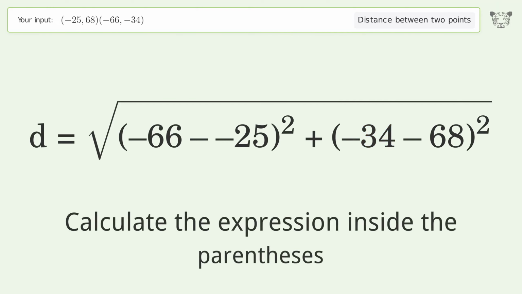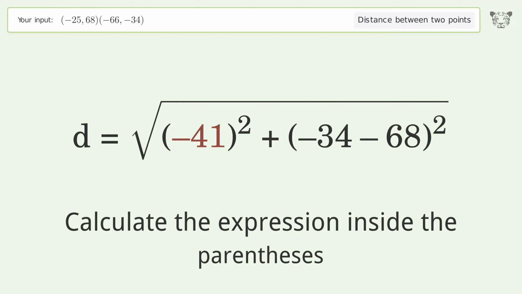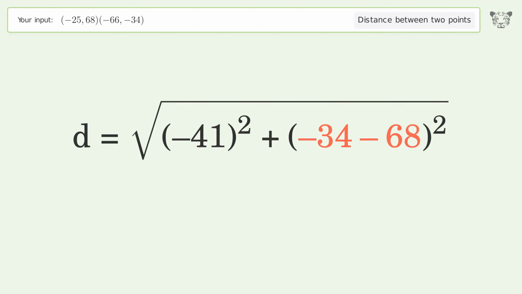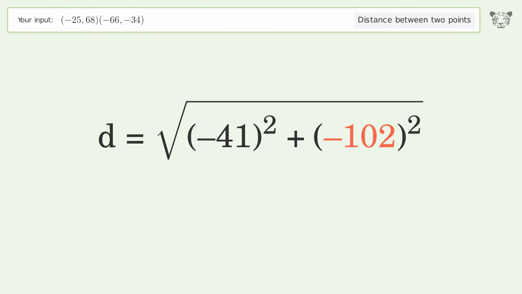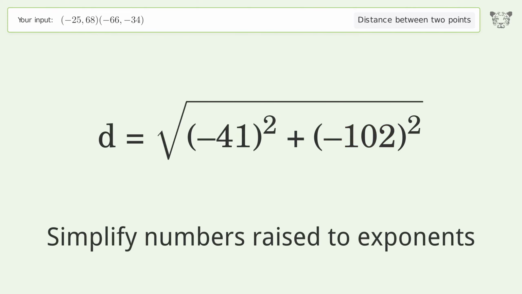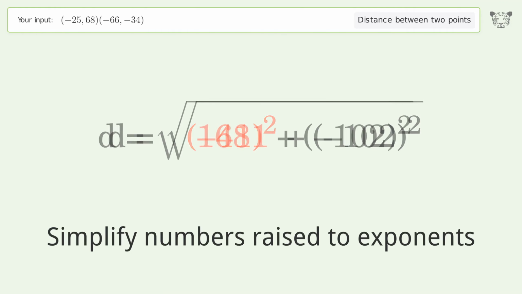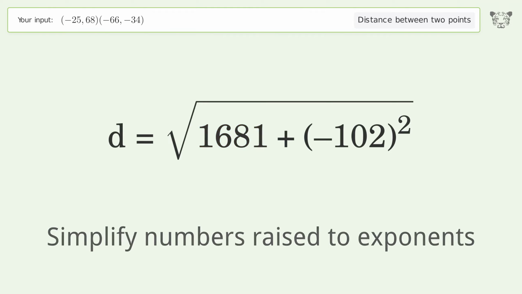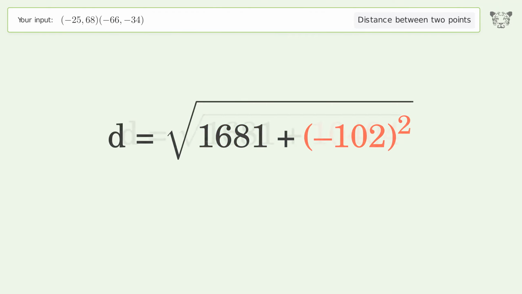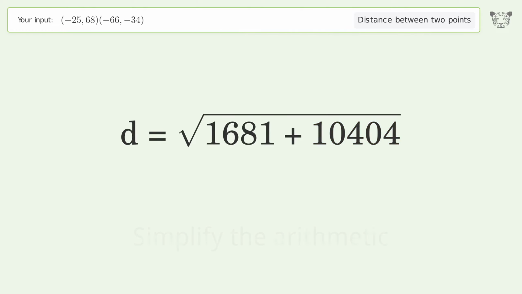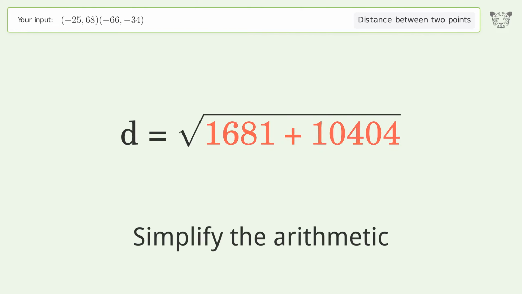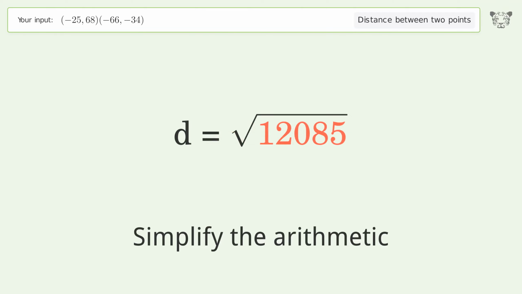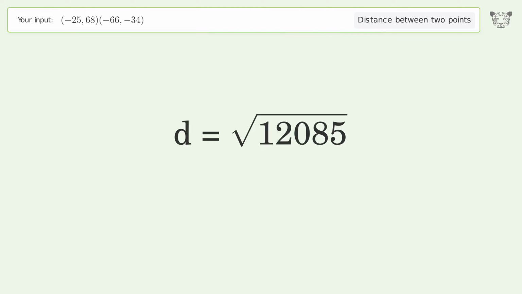Calculate the expression inside the parentheses. Simplify numbers raised to exponents. Simplify the arithmetic. And so the distance between the 2 points is the square root of 12,085, or 109.932.